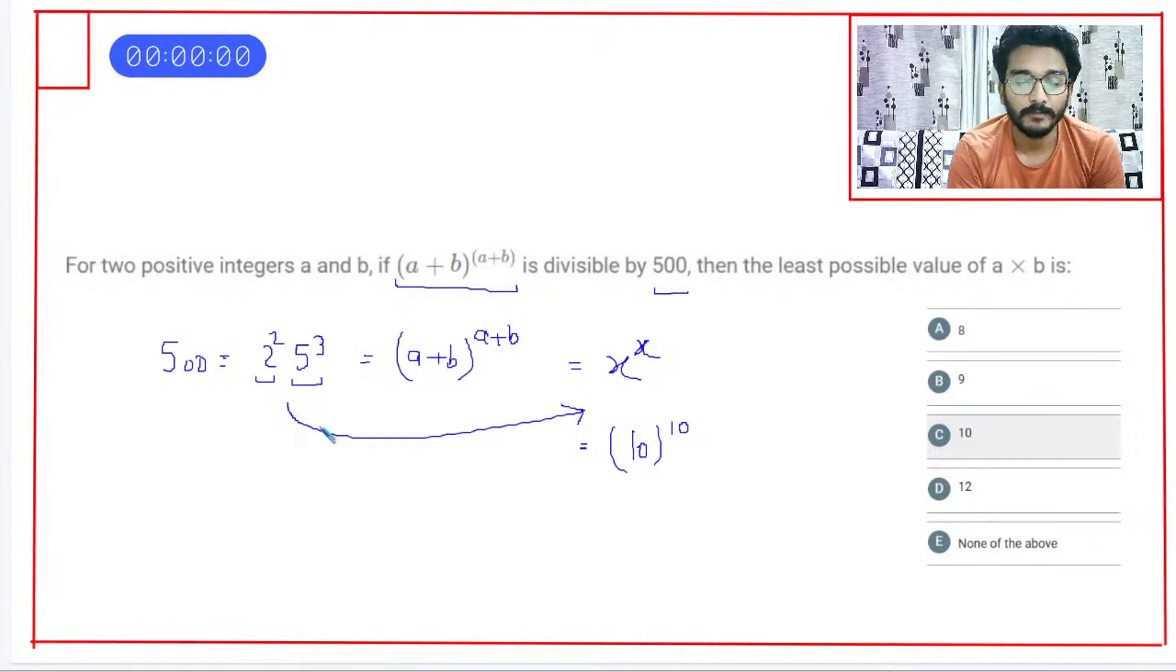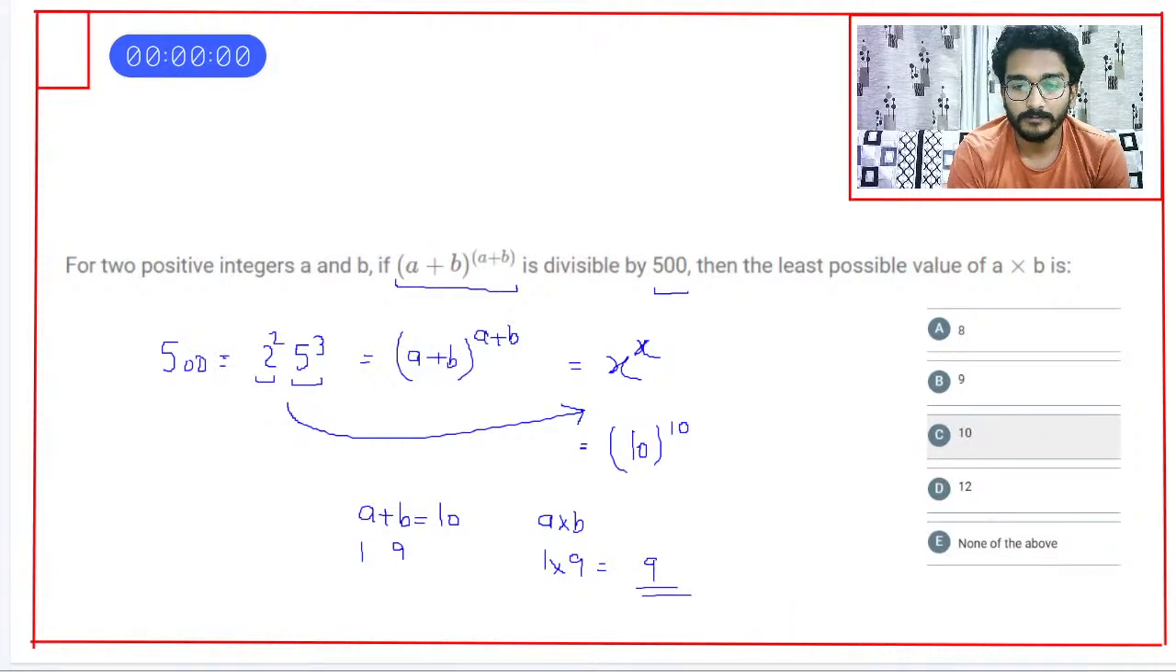How many 10s are required? Basically, only 3 10s can be sufficient. If it is like x raised to the power y, then you can say 10 cube. Okay, 1000 is divisible by 500, which is sufficient for us. But the powers are the same. That is why we have to do 10 raised to the power 10. So it means a plus b equals 10. So what is the minimum possibility for a multiplied by b? You can say 1 and 9. This is the minimum possibility. So their multiplication is 9.